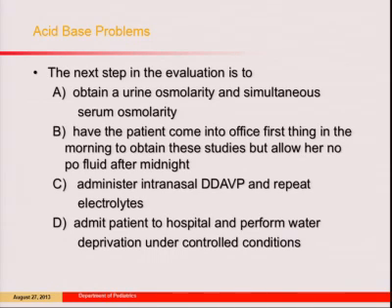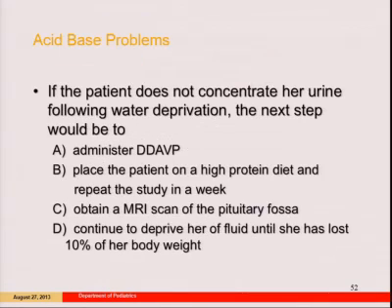Most of you got it right. It's either A or D. I would do A because if this urine osmolarity is way out, is 1 point, is 200, and the serum osmolarity is high, you know that you've got a problem, and you know what it is.